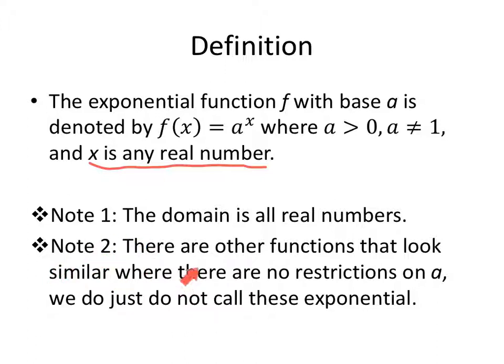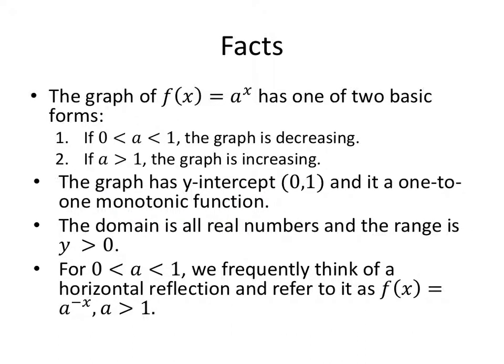Secondly, a note: there are other functions that look similar where we don't have these restrictions on a. You could have an a that's a negative number, but we don't call it an exponential function. So they exist, they're just not in the class of functions we're discussing right now. The graph of f of x equals a to the x has one of two basic forms. If the a value is between 0 and 1, the graph will be decreasing. If the a value is larger than 1, the graph will be increasing.